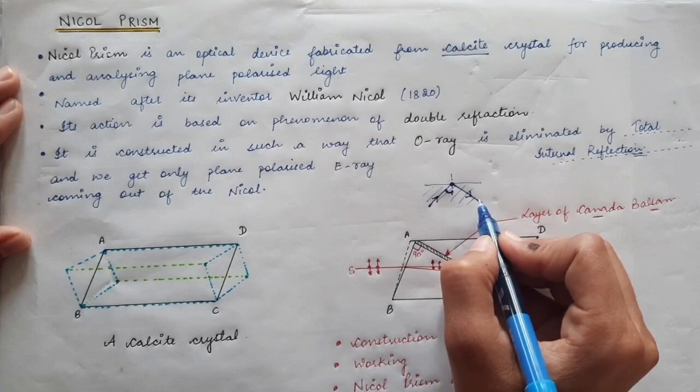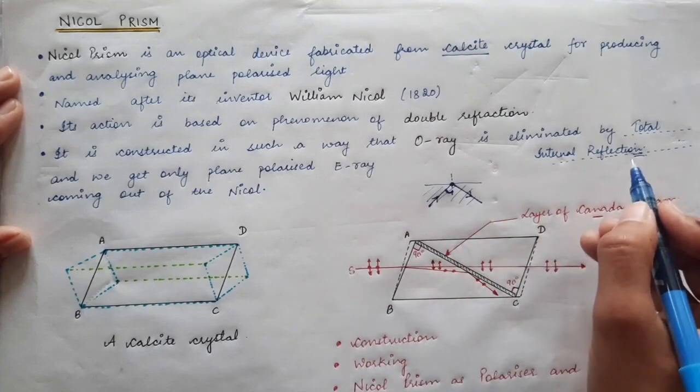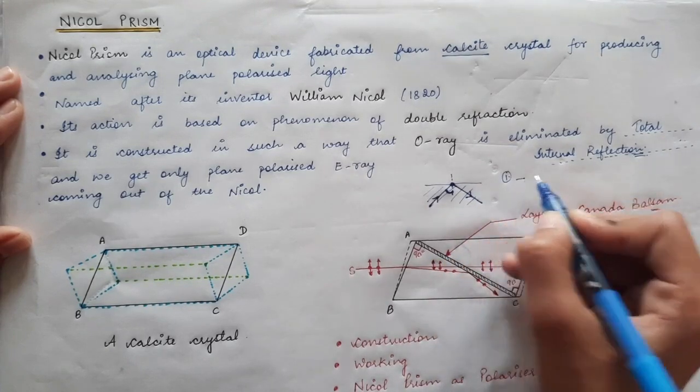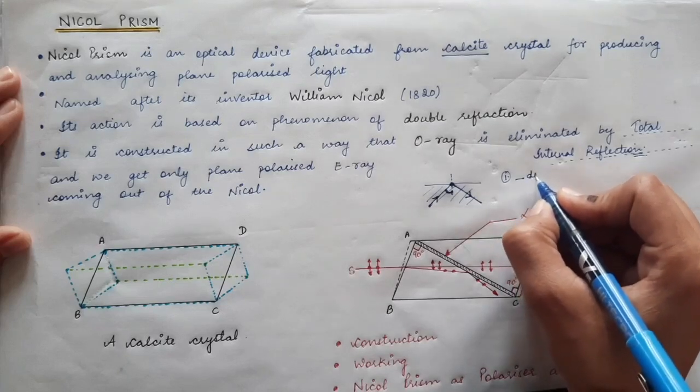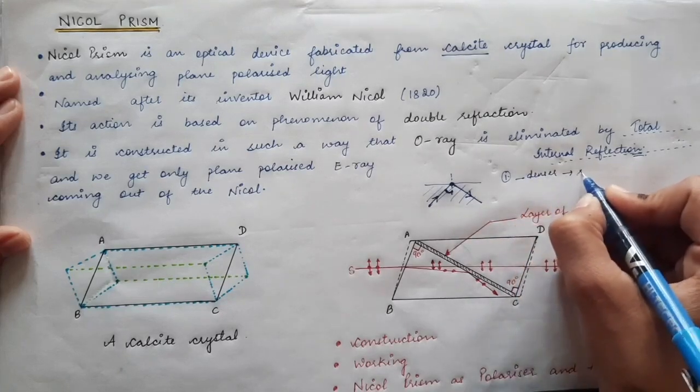And what are the two conditions for total internal reflection? Firstly, the first condition is that the light must go from a denser to a rarer medium.